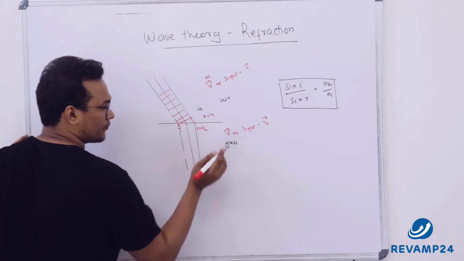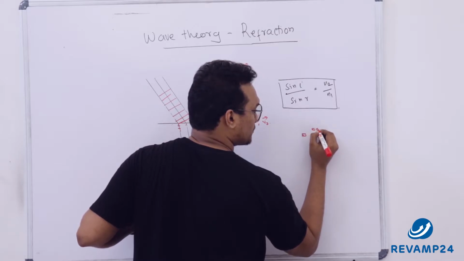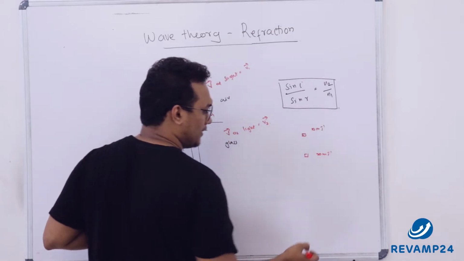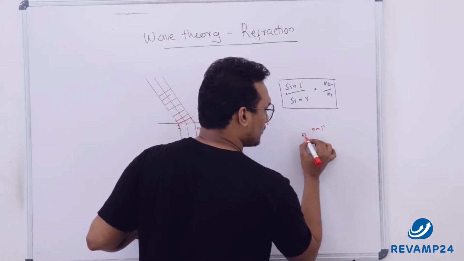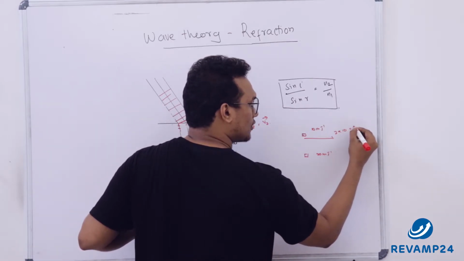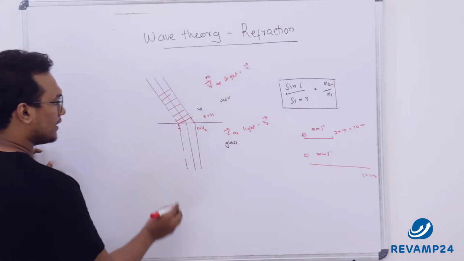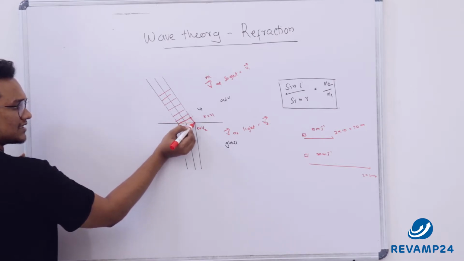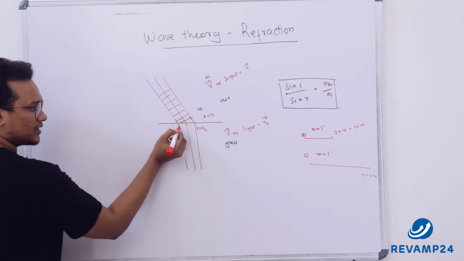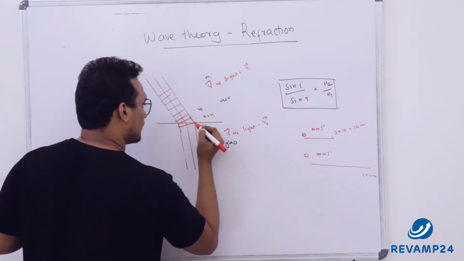I will explain it once again. Let's say I have a car moving at a velocity of 10 meters per second, and a different car moving at a velocity of 20 meters per second. After 2 seconds, where would these two cars be? This will cover 2 into 10, 20 meters, and this would cover 2 into 20, 40 meters. Now here, if this wavefront travels this much distance, then in the same time this could only travel this much distance. Now from this point, I have to draw a tangent to both the wavefronts.